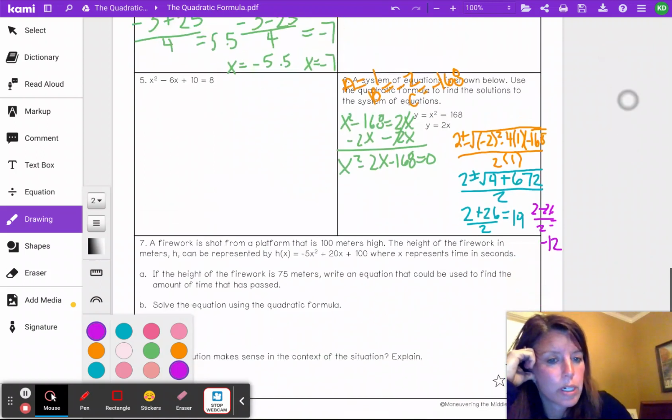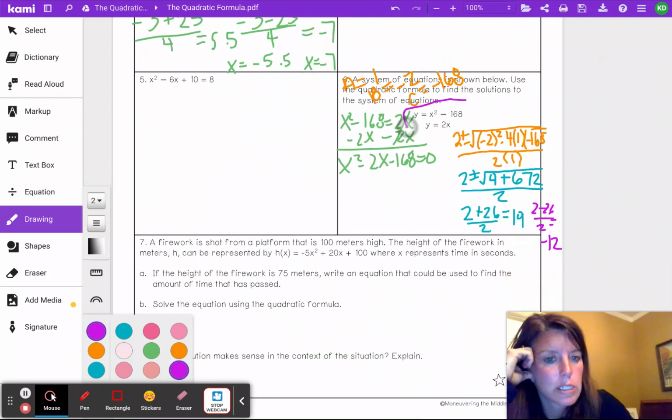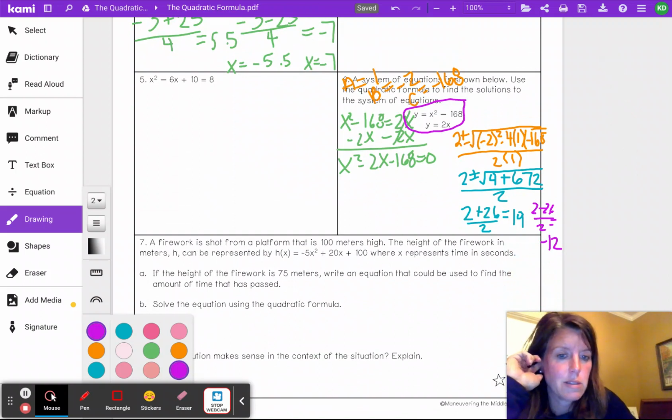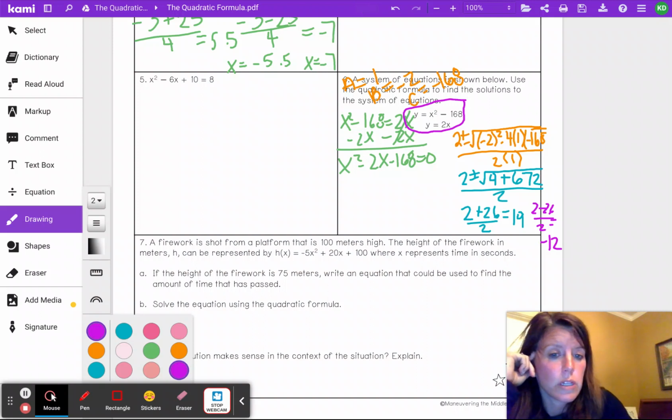So if we put, let's see, here it is up in here. It's kind of hard to see from all this writing. So y equals 2 times x. So we've got to put both of our x values in for this. So y equals 2 times 14. And then y equals 2 times -12.